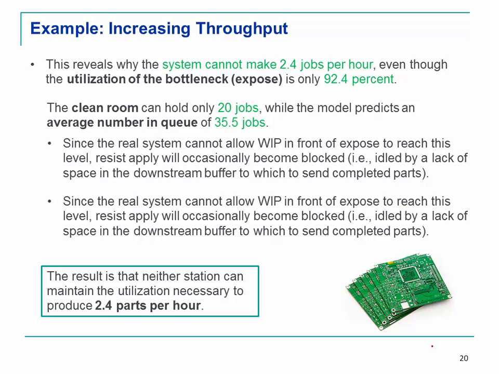Since the real system cannot allow the queue in front of the expose to reach this level, the receiving station will occasionally become blocked, idled by a lack of space in the downstream buffer to which to send the completed part. So not having that capacity to put items in front of the second machine is basically going to stop the production of the first machine. So the result is that neither station can maintain the utilization necessary to produce these 2.4 parts per hour. Okay?